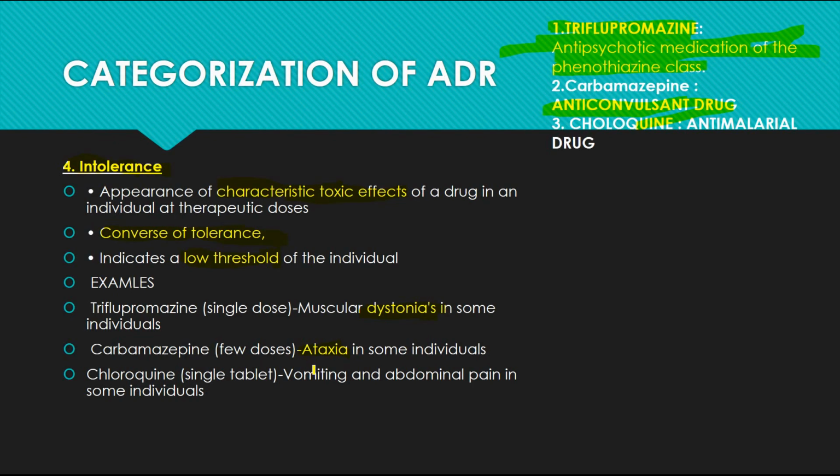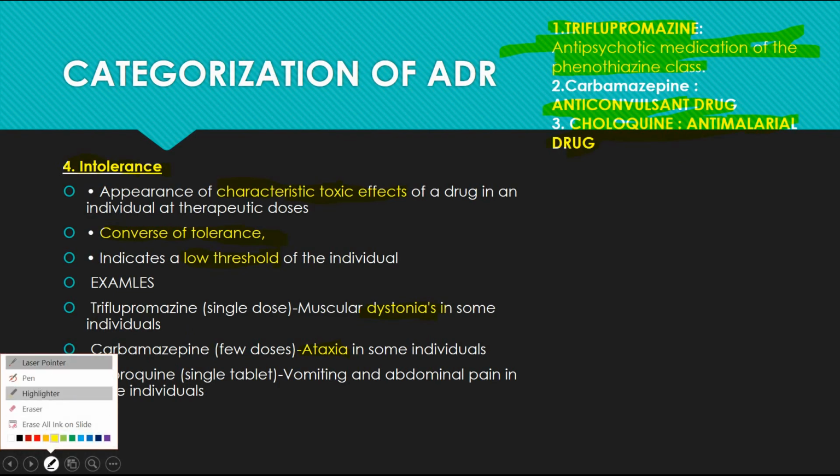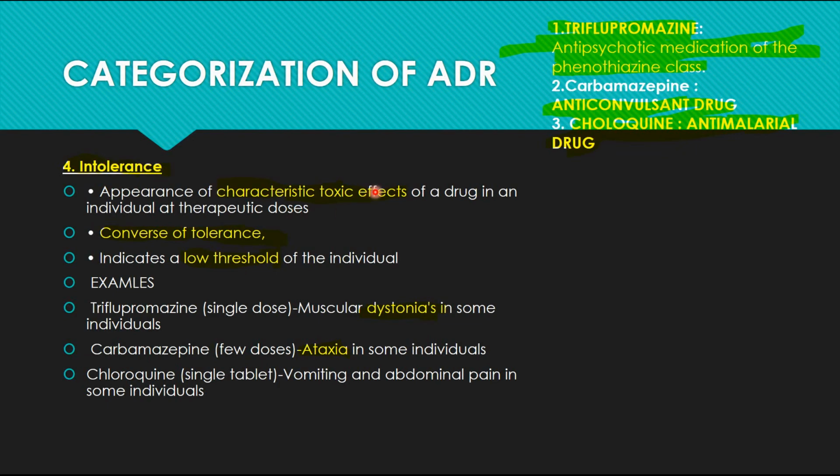And next is chloroquine. You all know chloroquine is an anti-amoebic, or you can say the most common anti-malarial drug. So you see here we have highlighted the main things: intolerance, the characteristic toxic effect, the converse of tolerance, then the low threshold, then the dystonias caused by triflupromazine, carbamazepine, which is the anticonvulsant drug, and chloroquine, which is causing vomiting. So this way again a categorization of ADR based on intolerance has been done.